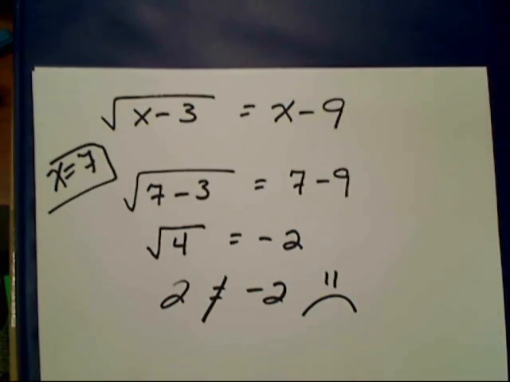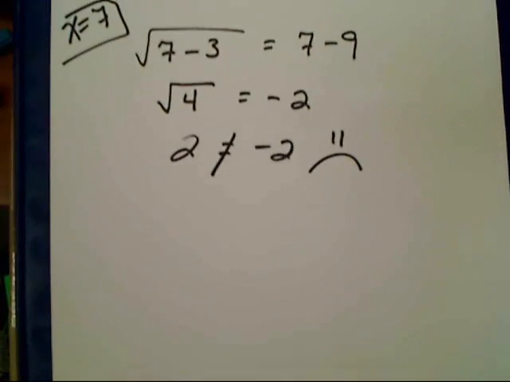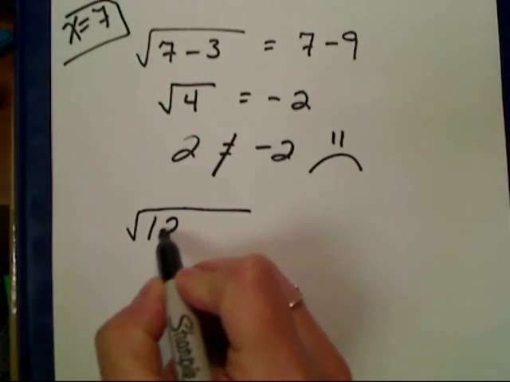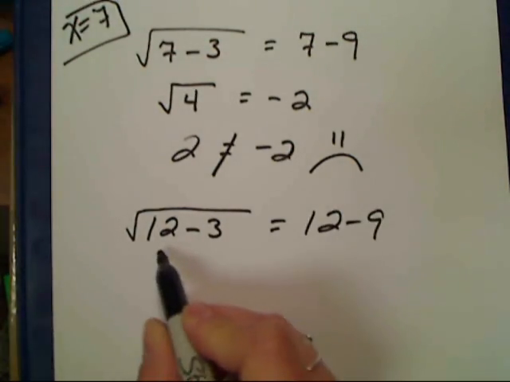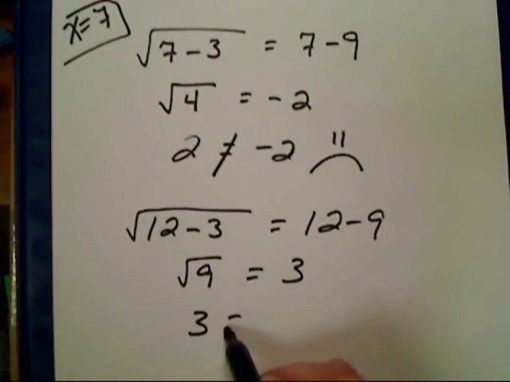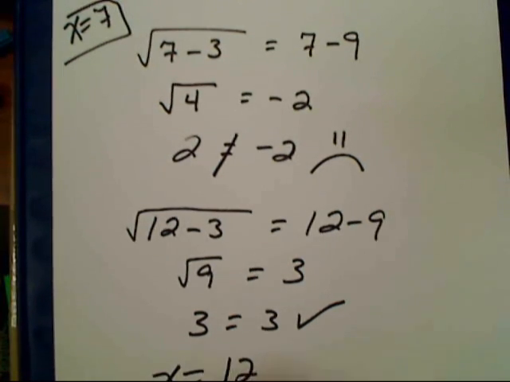Bad guy, evil Lynn Skeletor, man in black hat, x equals 7 does not work. It doesn't check. Because when we find a square root, we're always looking for what they call the principal root, which is positive. So that one does not check. Let's check the 12 quickly before I run out of time. The square root of 12 minus 3 is equal to 12 minus 3 is 9. The square root of 9 is 3. 3 equals 3. That one checks.